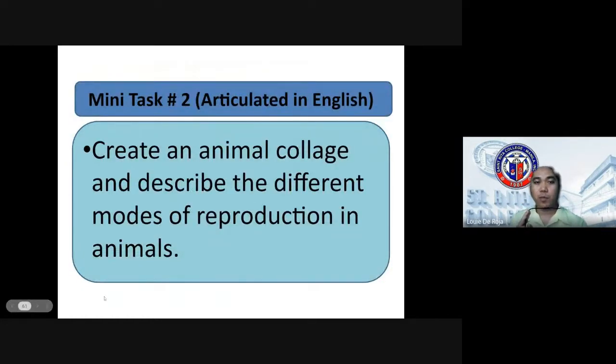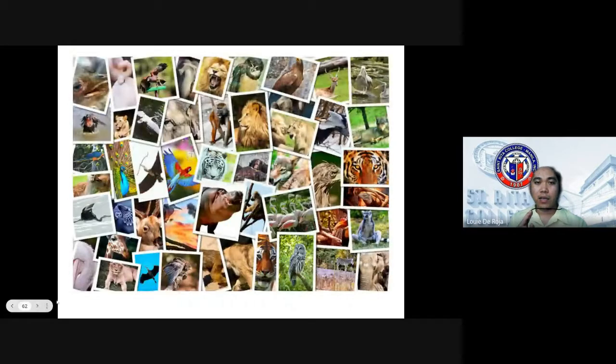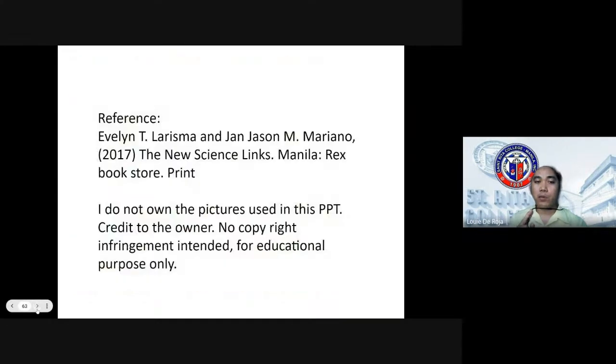Okay, so this is your mini test. Create an animal collage and describe the different modes of reproduction in animals. Okay, katulad nito po yung collage. Then explain nyo po yung mode of reproduction ng napili nyong animal.